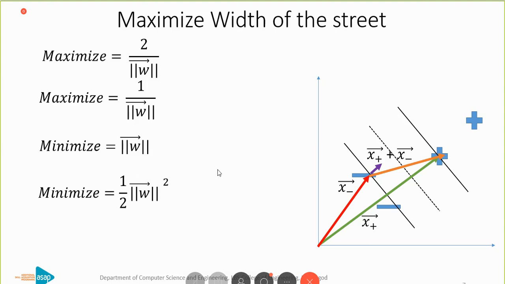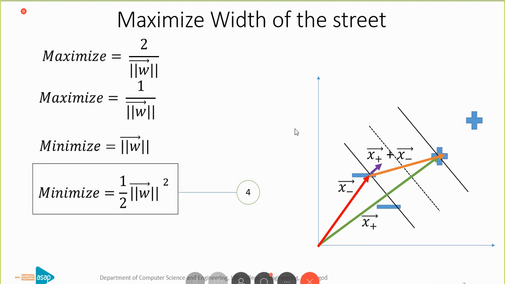Why am I going to do this? Again, it is just for mathematical convenience. Later, when we take the derivative, the 2 will get cancelled, and we actually need the norm squared to match it with the dot product. So that is just for mathematical convenience later. Now you have an expression to be minimized, so that you will have the maximum width for your street.